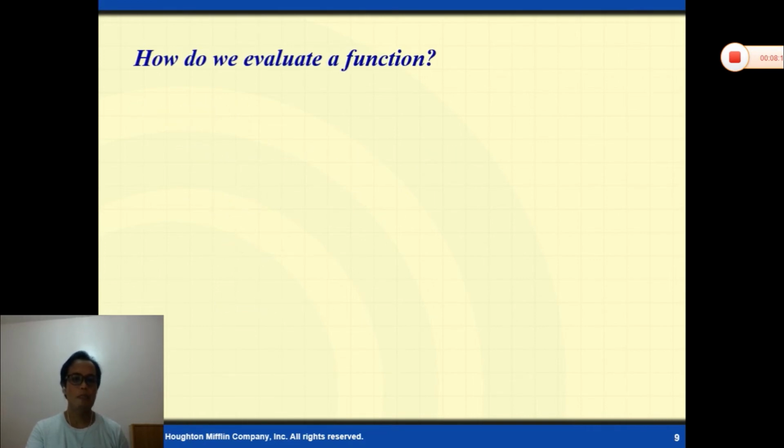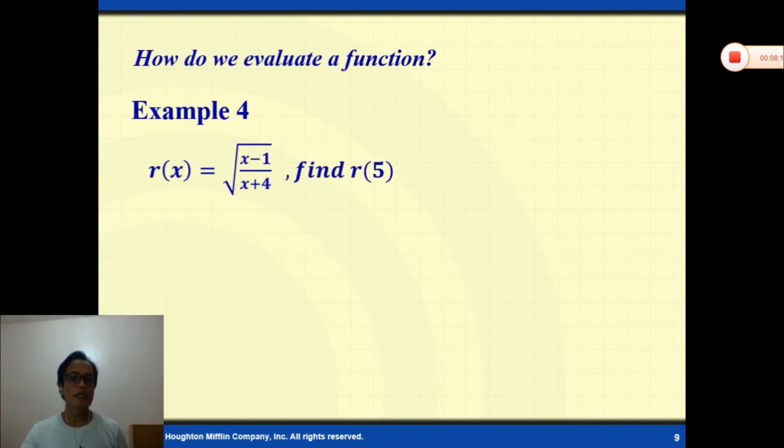Next example, you are given the function r of x equals the square root of x minus 1 over x plus 4. And you are told to find r of 5. So we will substitute 5 for x in the function. By the way, this function is an example of a radical function. So this becomes r of 5 equals the square root of 5 minus 1 over 5 plus 4.